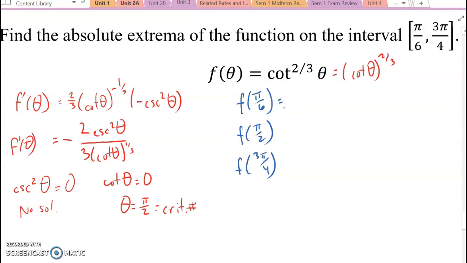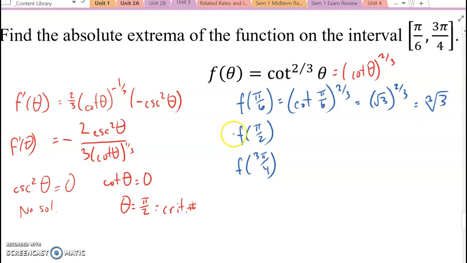So let's use these input values for the original function, and then we're going to compare our answers. We're going to take the cotangent of pi over 6 and raise that to the 2/3 power. Well, the cotangent of pi over 6 is the square root of 3. So we're going to take the square root of 3 and raise that to the 2/3 power. Squaring the square root of 3 will give us 3, and then taking that to the 1/3 power will give us the cube root of 3.